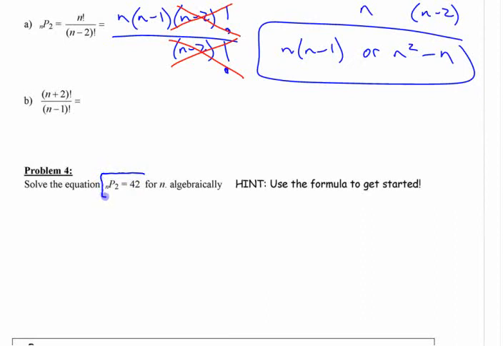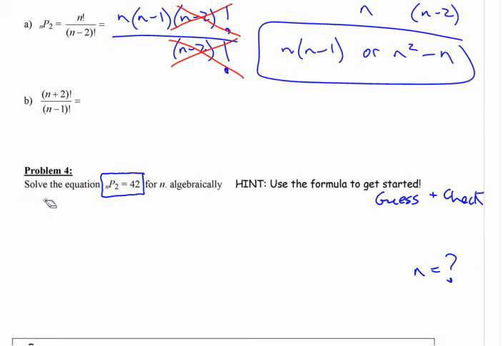I don't know why I did this, but you can solve this equation. It says nP2 is 42. You could solve it by guess and check, but that's not really the strategy I was hoping for here. But you could solve it by guess and check and just test on your calculators until you found what n is.